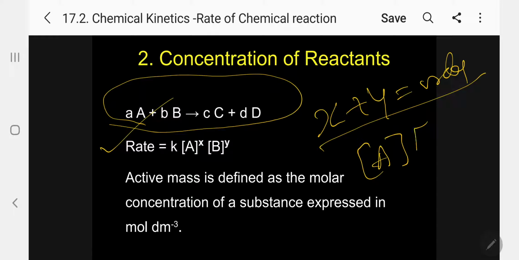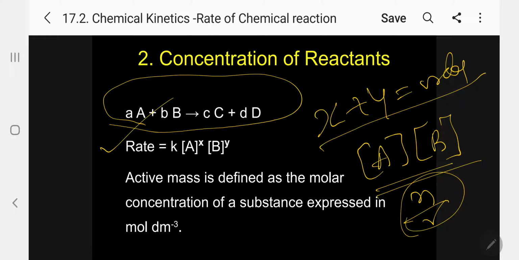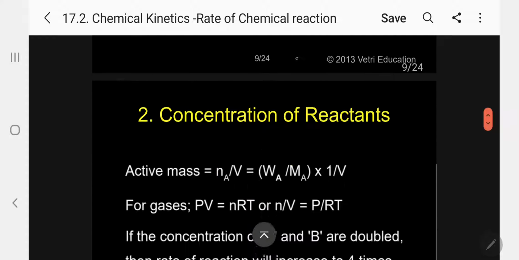Kindly follow what is [A]. This is the active mass of A, active mass of B. That is n by V, it is the active mass. Now what I am saying, active mass of A and B is defined as the molar concentration of the substance, expressed in mole per decimeter cube. Volume is in decimeter cube, that is liter, so mole per liter. That is the definition. Kindly follow.